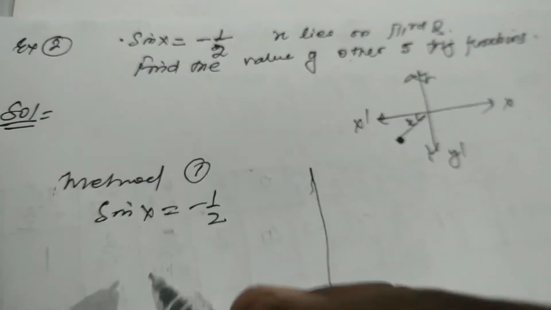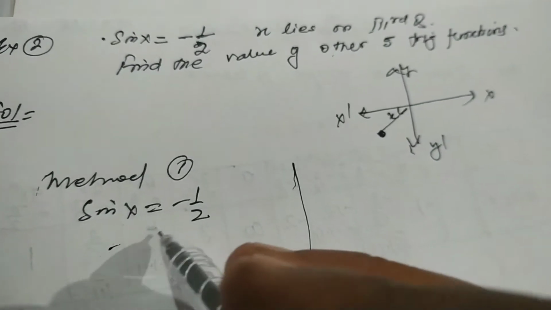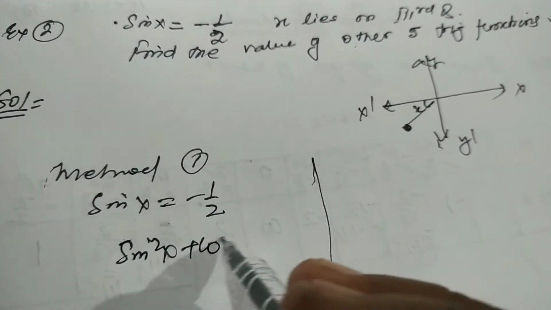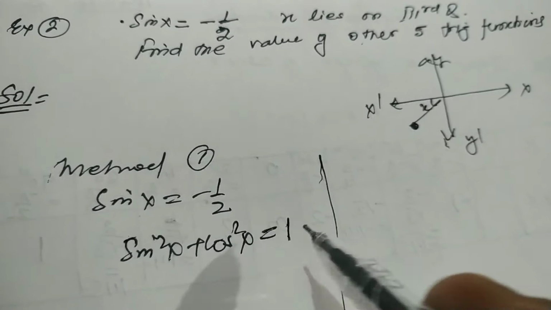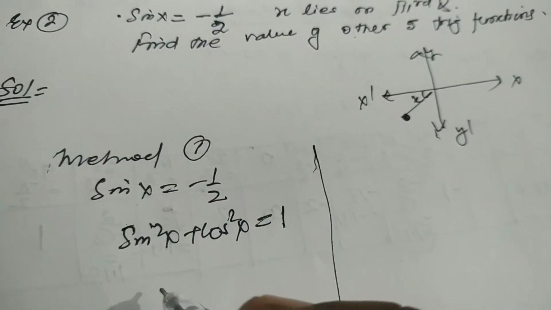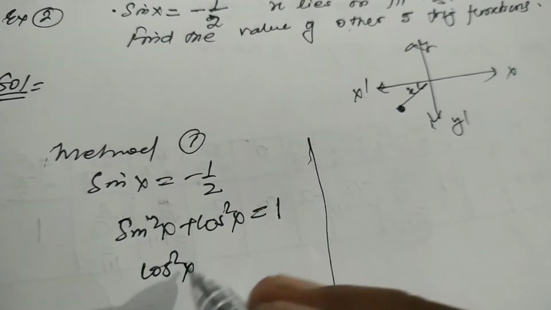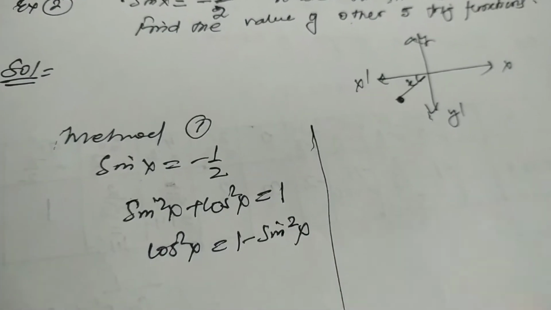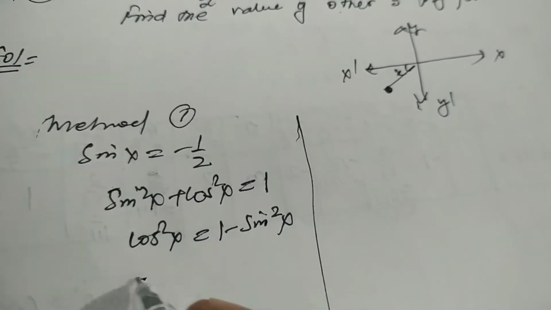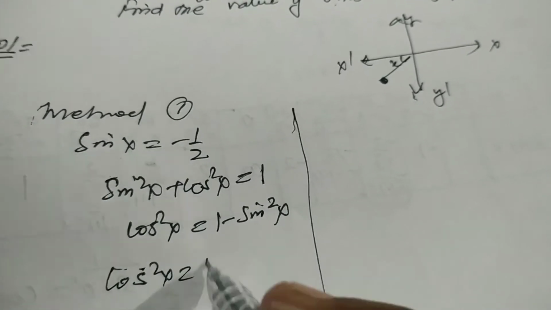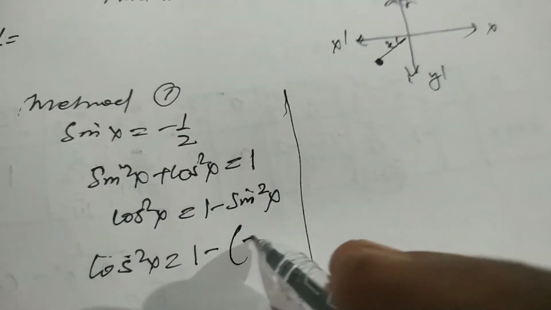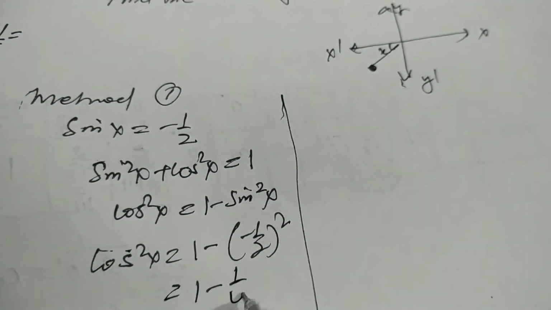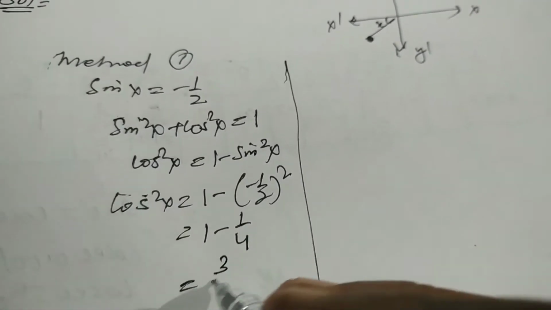See this one, we know that sin square x plus cos square x is equal to 1. Then cos square x is equal to 1 minus sin square x. This is minus 1 upon 2 whole square, which is equal to 1 minus 1 upon 4, that is equal to 3 upon 4.